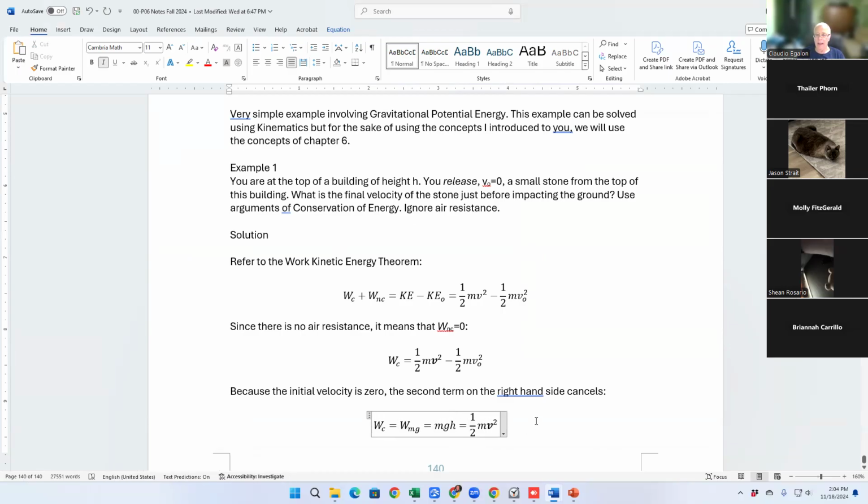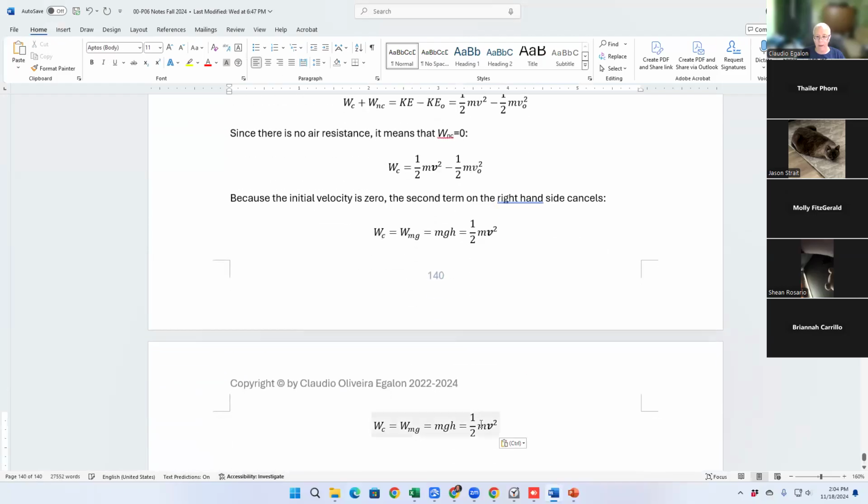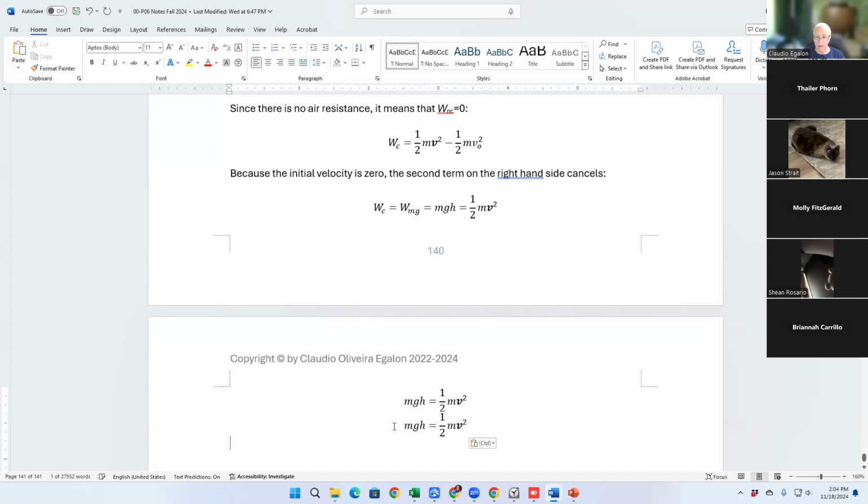So work done by the weight is going to be given by mgh. And now we don't need to know the mass of the object to solve this problem because the mass is going to cancel. I didn't tell you what the mass is, but I told you what the height is. We have this equation right here. M cancels out with M.